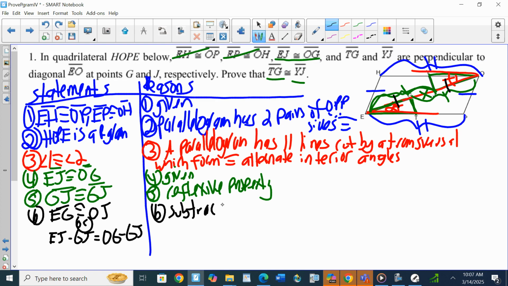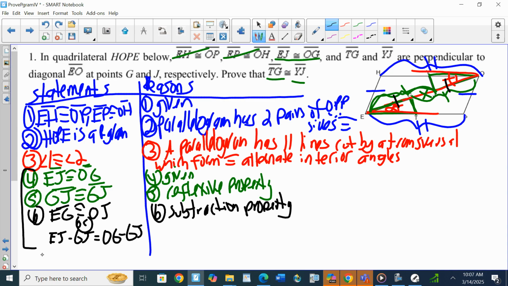And again, you're almost guaranteed to have to do addition or subtraction property if you're proving triangles are congruent on the geometry Regents. So this whole thing counts as one thing. So now I have two pairs of things congruent in that triangle. Now I move on to my next given.